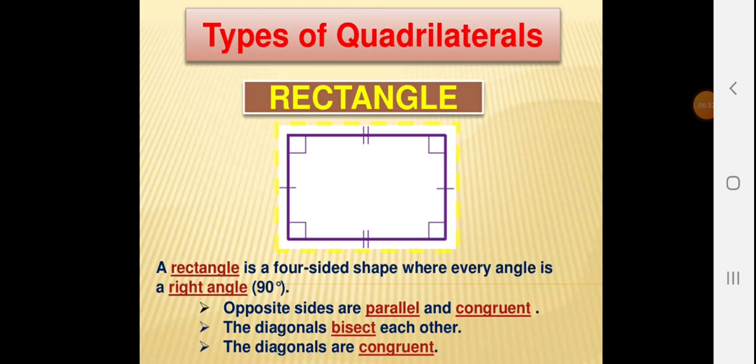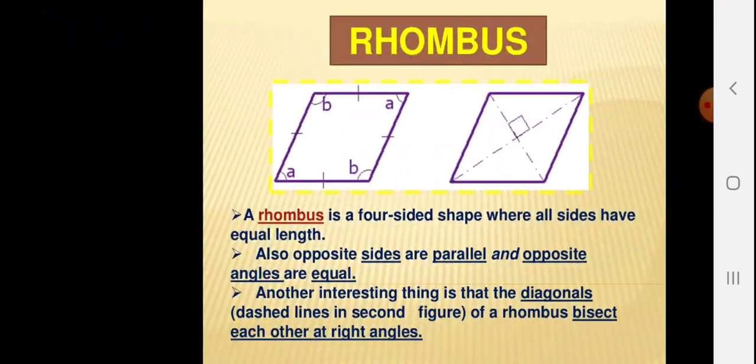Rectangle, you can see here, the opposite sides are equal, and all four angles are right angles. The diagonals bisect each other, and the diagonals are always congruent.